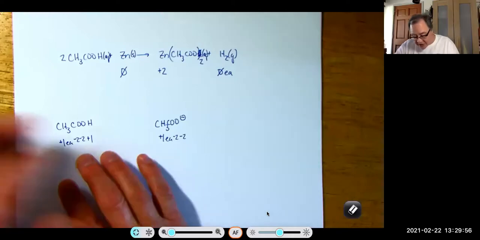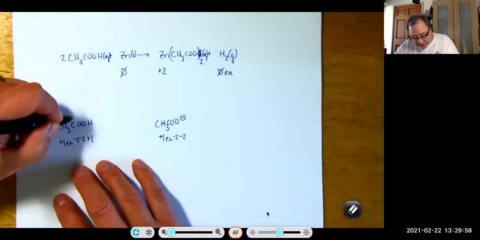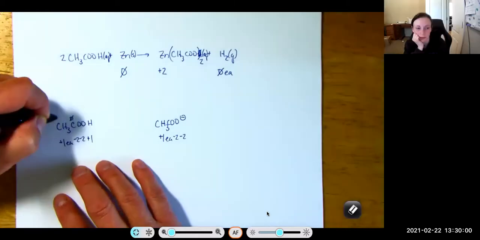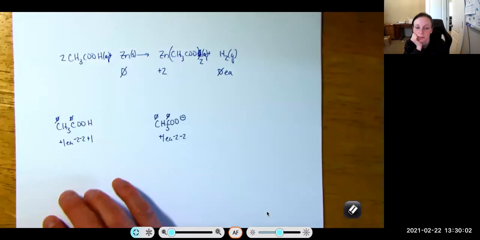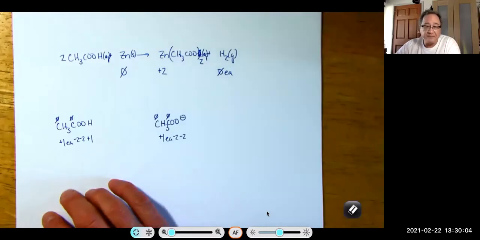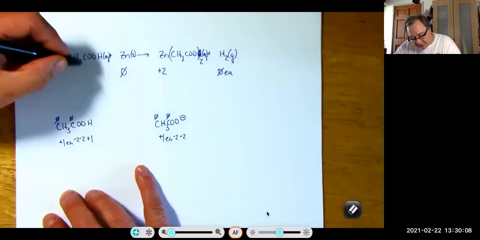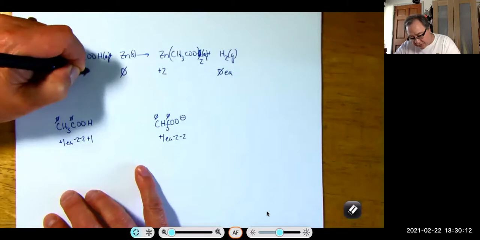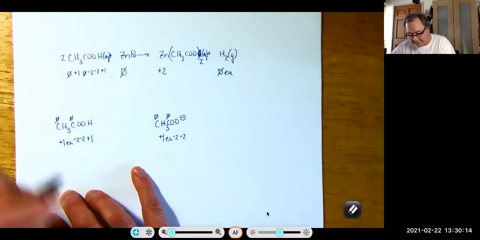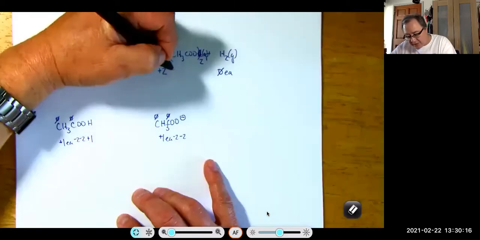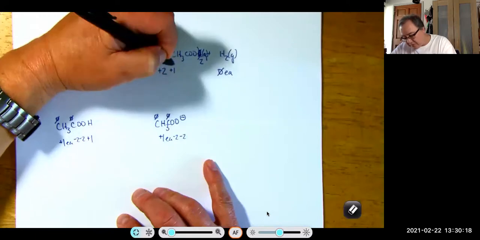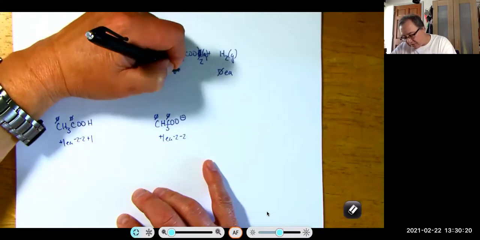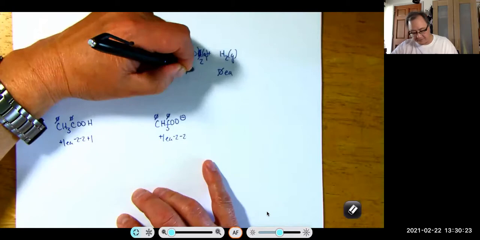So that means the oxidation numbers on the carbons, we're just going to write as zeros. Okay. We can do that. That's fine. Okay, so I'm going to put that 0, +1, 0, -2, -2, +1, +1, or 0, +1, 0, -2, -2.